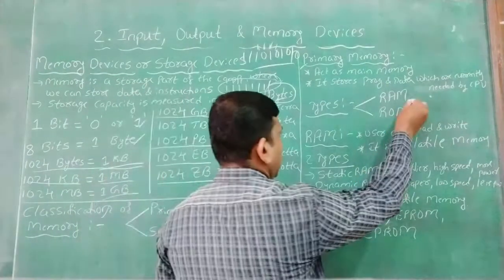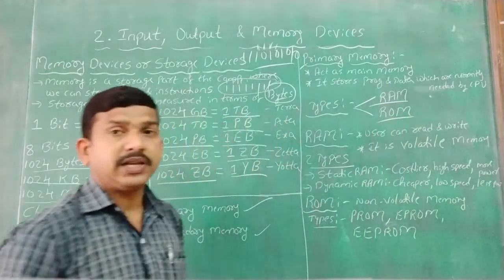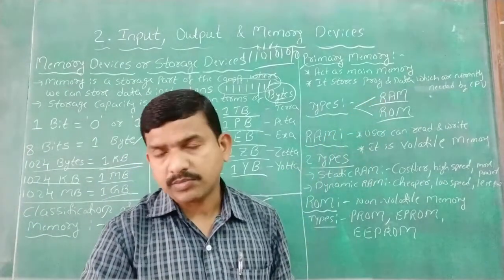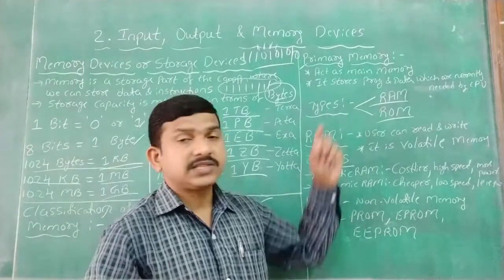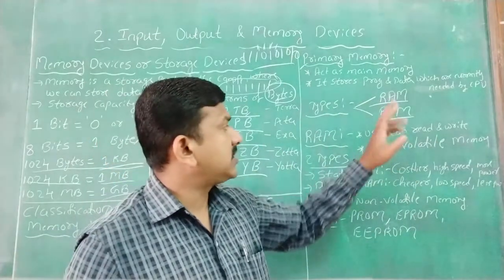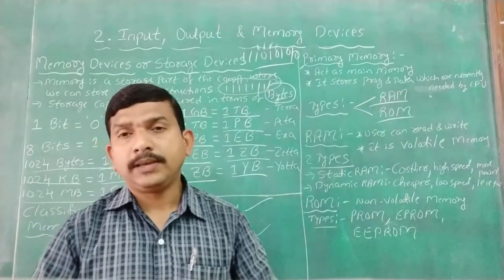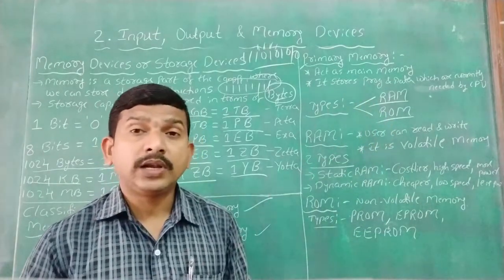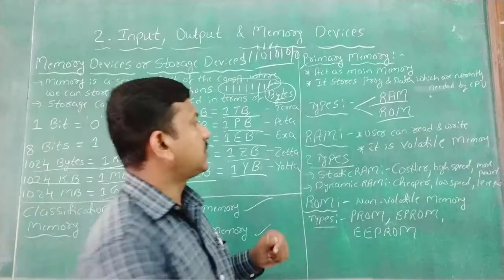The first one is RAM and the second one is ROM. RAM stands for random access memory and ROM stands for read only memory. Random access memory and read only memory. So let us discuss one by one.